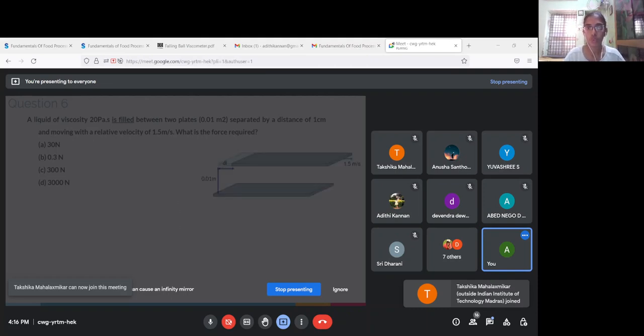So you actually have two plates here separated by a height of 0.01 meter, and it is moving at 1.5 meter per second. So how do you calculate the force that is required to move the plate? Any clue? If anybody knows how to calculate.